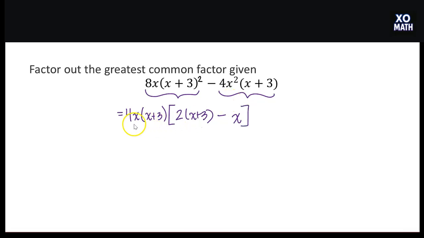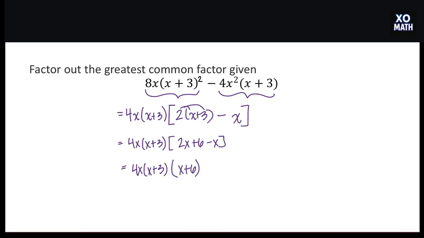So I have factored out the greatest common factor, but the part now that's left over can be simplified further. So I can distribute in the 2. So I have 2x plus 6 minus x. I'll bring down the 4x times x plus 3. And we'll combine the like terms in here, 2x and minus x, as just x. So we'll have 4x times x plus 3 times x plus 6. And I'll go ahead and go back to parentheses.